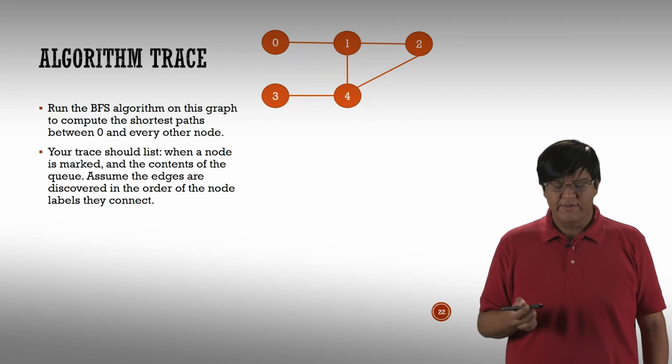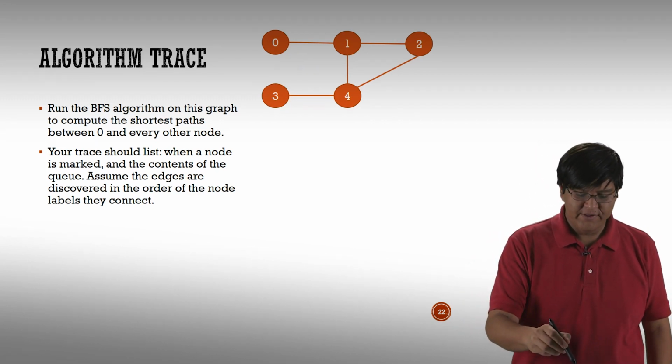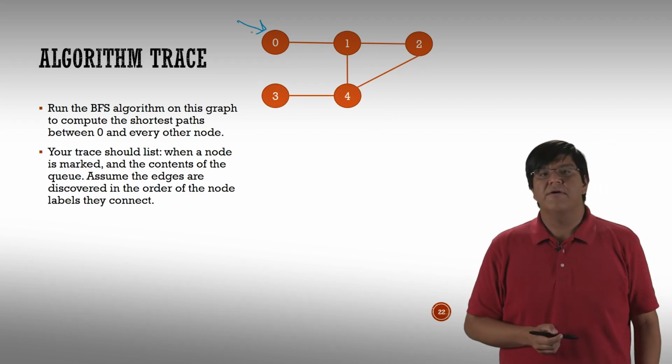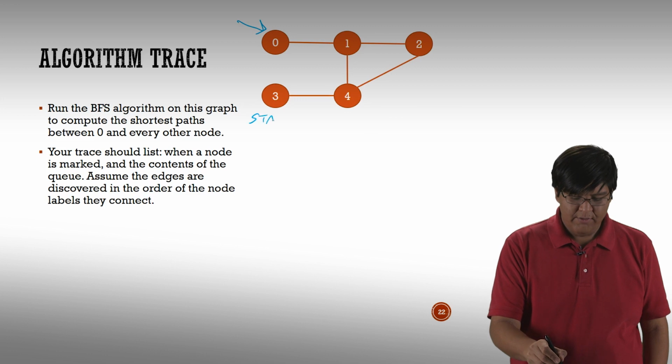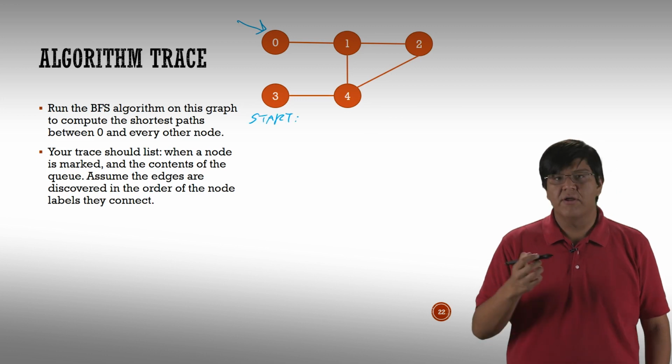So let's try doing a BFS. I'm going to try doing my BFS starting out of this node over here. So this is node 0. So how do I do this? Initially, this is going to be my algorithm trace here, like what I would put on the piece of paper.